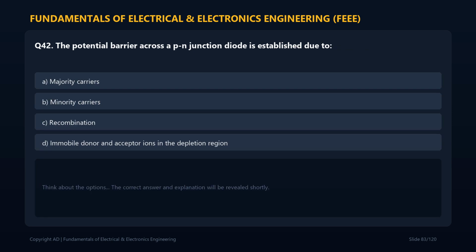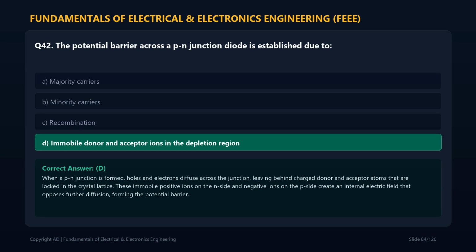Question 42. The potential barrier across a PN junction diode is established due to: option A, majority carriers; option B, minority carriers; option C, recombination; option D, immobile donor and acceptor ions in the depletion region. The correct answer is D, immobile donor and acceptor ions. Diffusion of carriers leaves behind positive and negative immobile ions on either side of the junction, establishing the potential barrier.